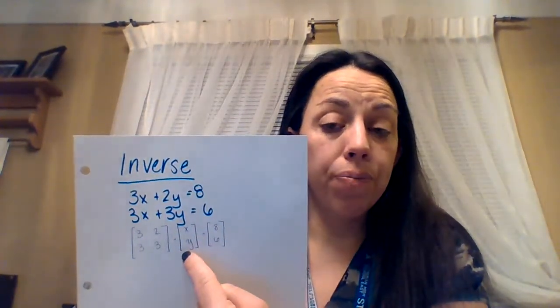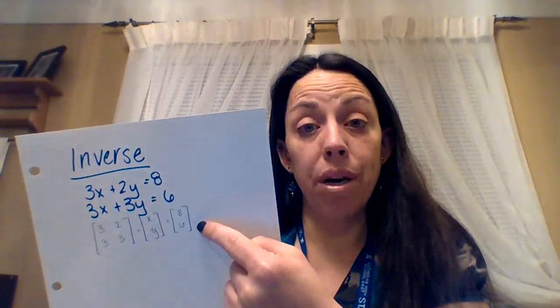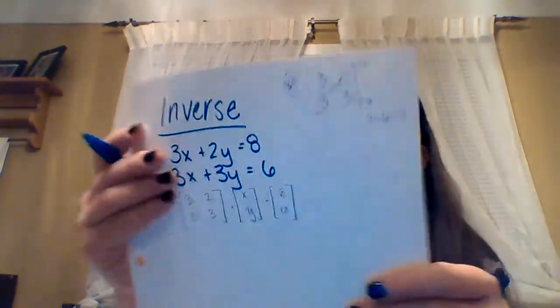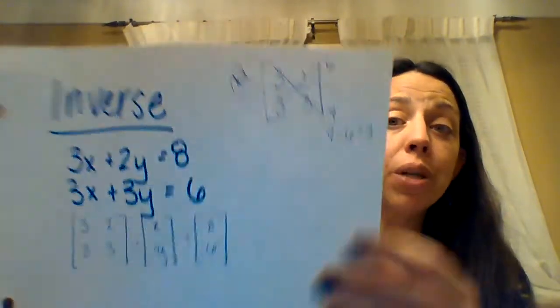Remember, coefficients, variable matrix, and then our answer matrix. We are now supposed to find the inverse of the only thing that we can. The only thing we can find the inverse of is a square matrix. So that would be our 3, 2, 3, 3 matrix. If we cross down, we get 9. If we cross up, we get 6, but we are supposed to subtract. So 9 minus 6 equals 3. Now guys, on some of our other inverses, when we did them that day, we got crazy inverses. Sometimes we do. 3 is a pretty nice number.